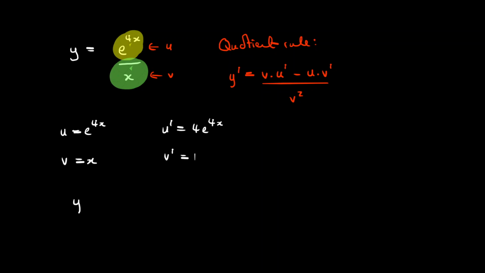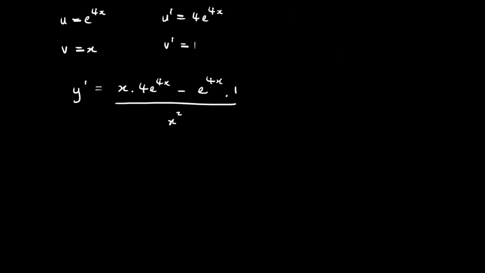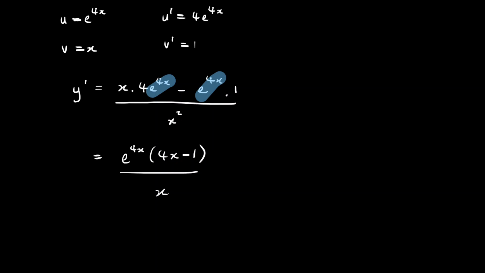And so we can substitute this into the quotient rule. So we get v times du dx minus u times dv dx, all over v squared, which in this case is x squared. On the top we can factorize out the common factor, which in this case is e to the 4x. So I'm going to factorize that out. So we're going to get e to the 4x, big bracket, 4x minus 1, all over x squared.